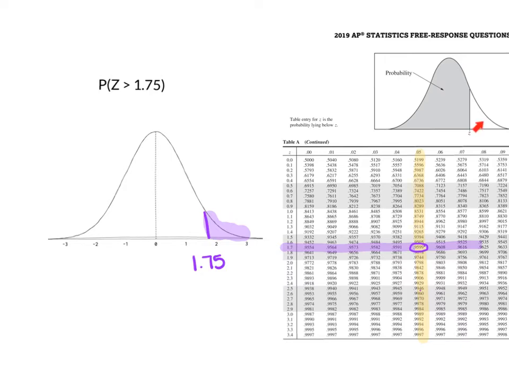Well, if I want the right-hand side and I know the left-hand side, I do 1 minus, or 100% minus, 0.9599, and I get 0.0401. That means that this area is just 0.0401, and that answer makes a lot more sense.